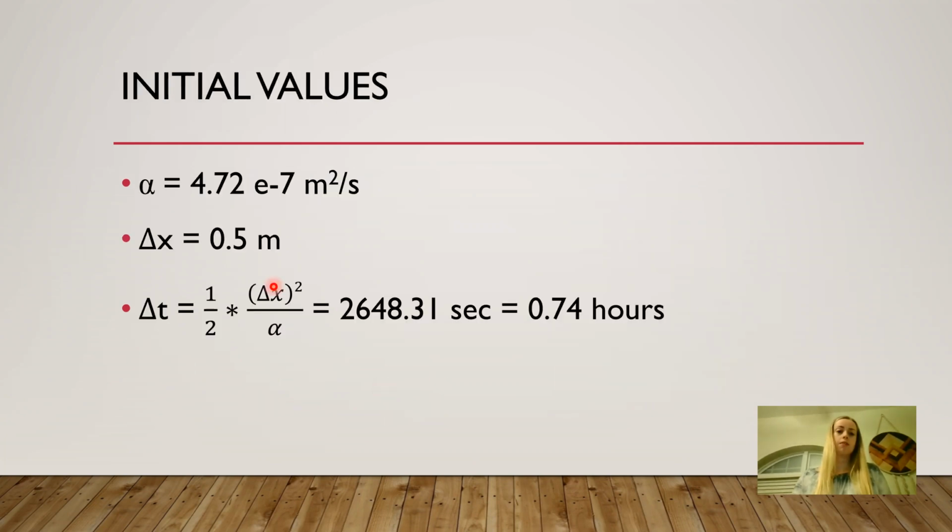The initial values were given. Alpha is going to be 4.72 times 10 to the negative 7. Our delta x is going to be 0.5 meters. And then our delta t, we're just rearranging our stability criteria, and we're going to solve that to be 2,648.31 seconds, and then converting that to 0.74 hours.